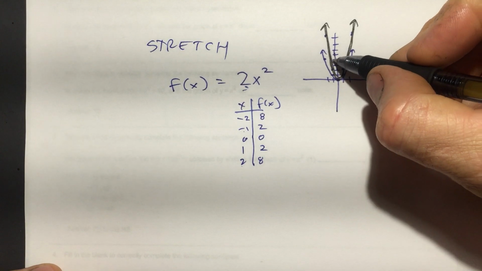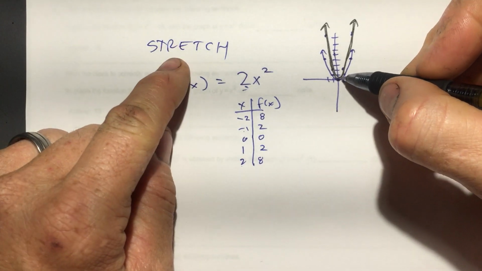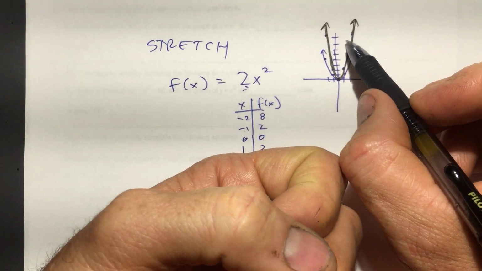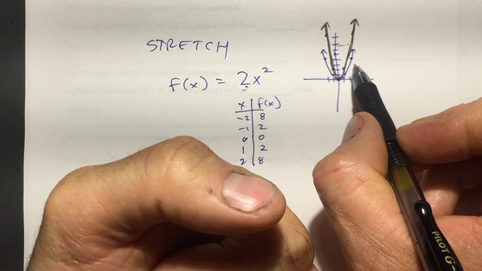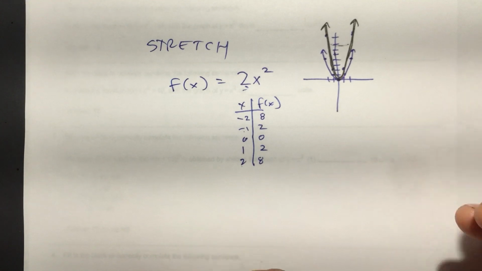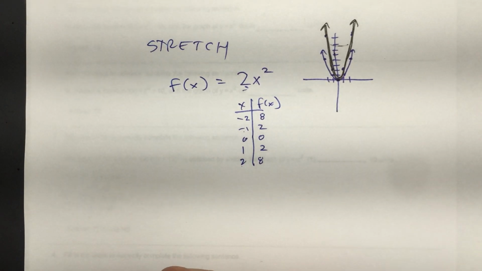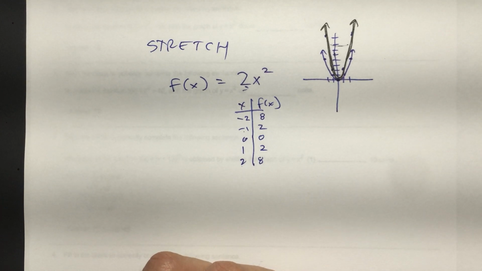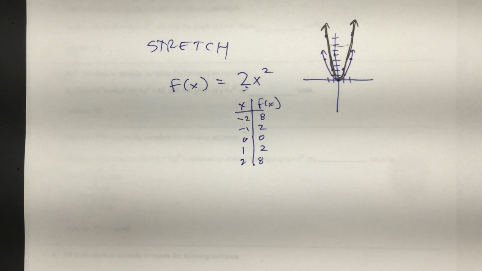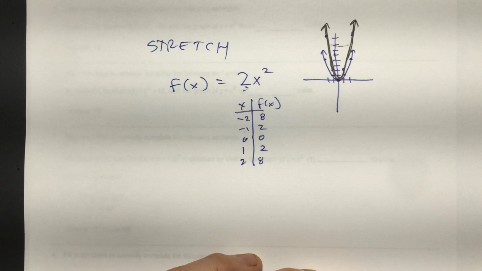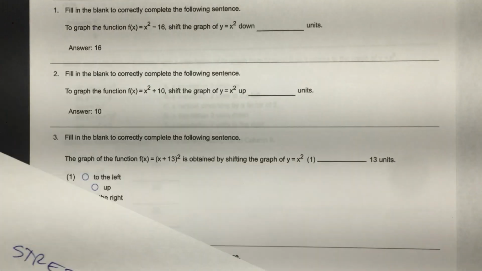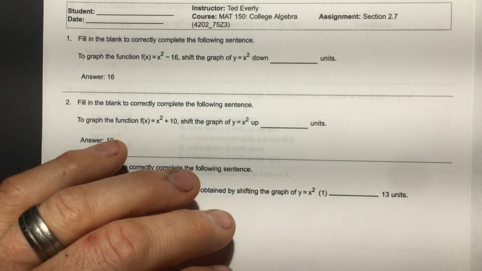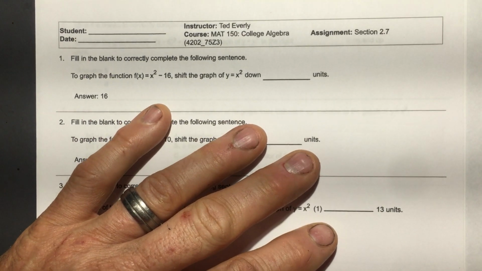But that's what happens here. This is stretching it. It's making it stretch out like the rubber band, but it makes it more narrow. See the narrowness of it versus what it was originally? That's what happens on a stretch. So our basic transformations that we have on graphs are shifting and stretching. Okay? So now let's look at some applications of this and see what we can come up with.